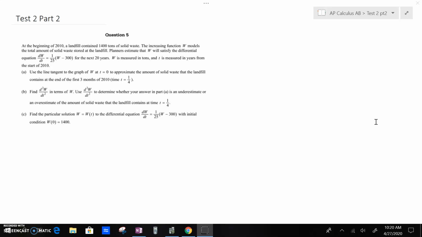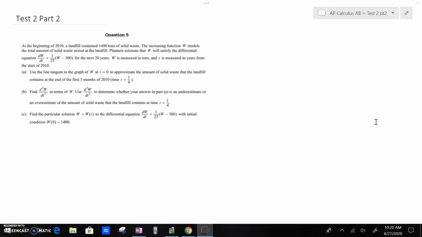So part A, use the line tangent to the graph of W at t equals 0 to approximate the amount of solid waste that the landfill contains at the end of the first 3 months of time. That's interesting that they gave this little parenthetical t equals 1/4. Certainly 3 months is a fourth of a year, and you have to be ready to make an adjustment on units. They don't often actually give you the explicit adjustment on units to make, but here they did, so nice of them. Perhaps to deal with the shock of a solid waste landfill.